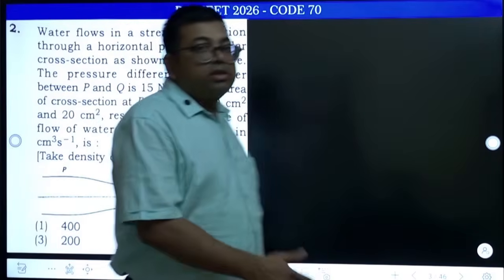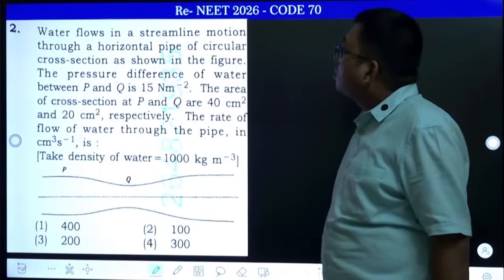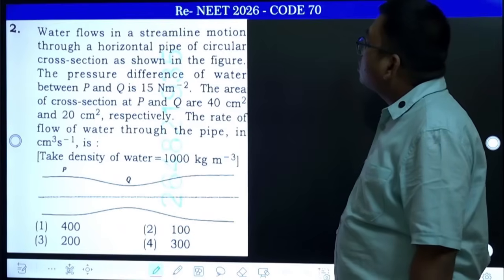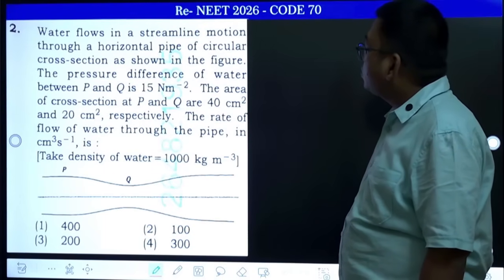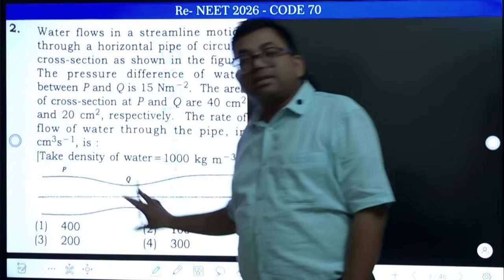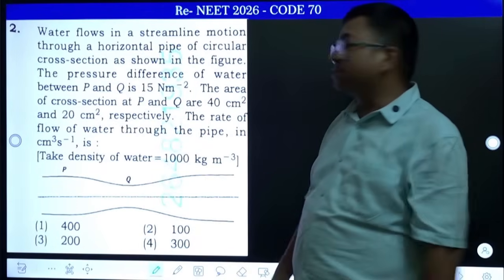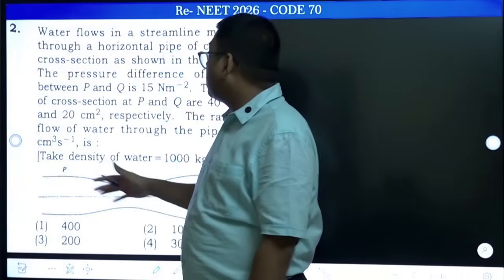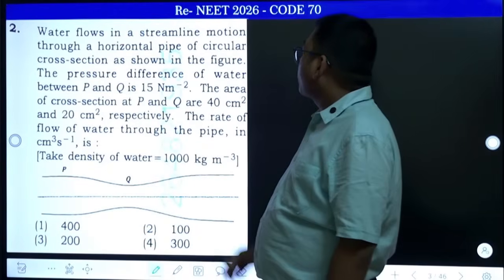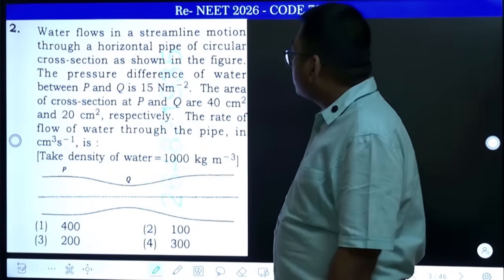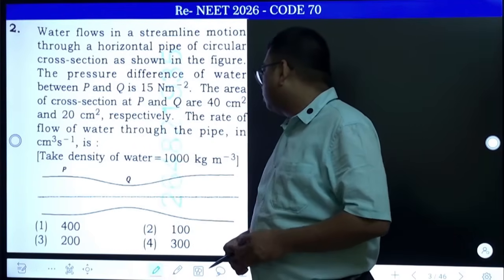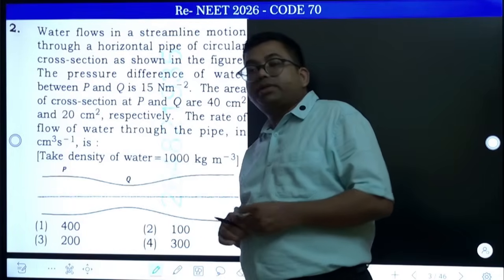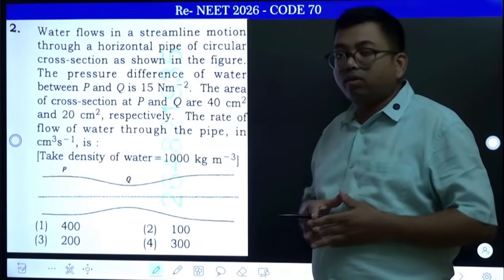Water flows in a streamline motion through a horizontal pipe of circular cross section as shown in the figure. Pressure difference of water between P and Q. So the cross sections are different and it's a circular cross section, and they are saying that pressure difference is given. Area of cross sections are also given. Rate of flow of water means volume flow rate in centimeter cube per second. That means the discharge we have to calculate.